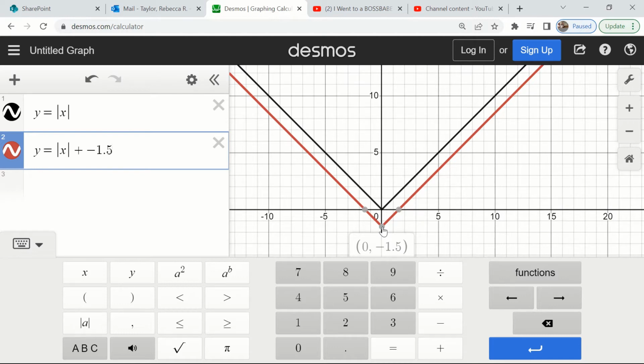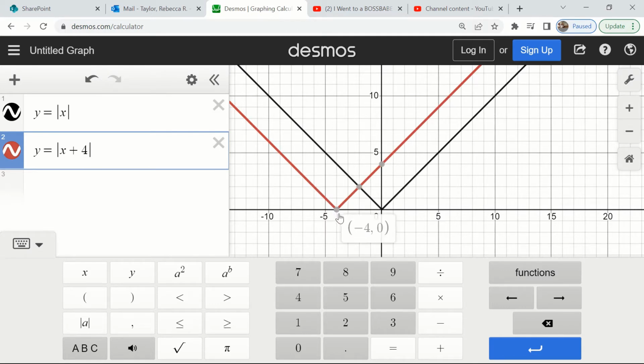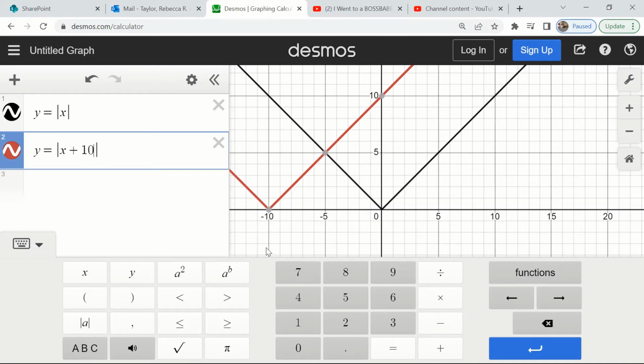That's our vertical translations. The next thing they ask us to do is to add or subtract numbers inside the absolute value. So we'll add 2. Again, trace that vertex. By adding 2, you will notice that I have slid it to the left, which is probably not what you were expecting to see. Adding it made it go left. Will that hold true? What if I add 4? We could add 10 and slide it all the way to the left.